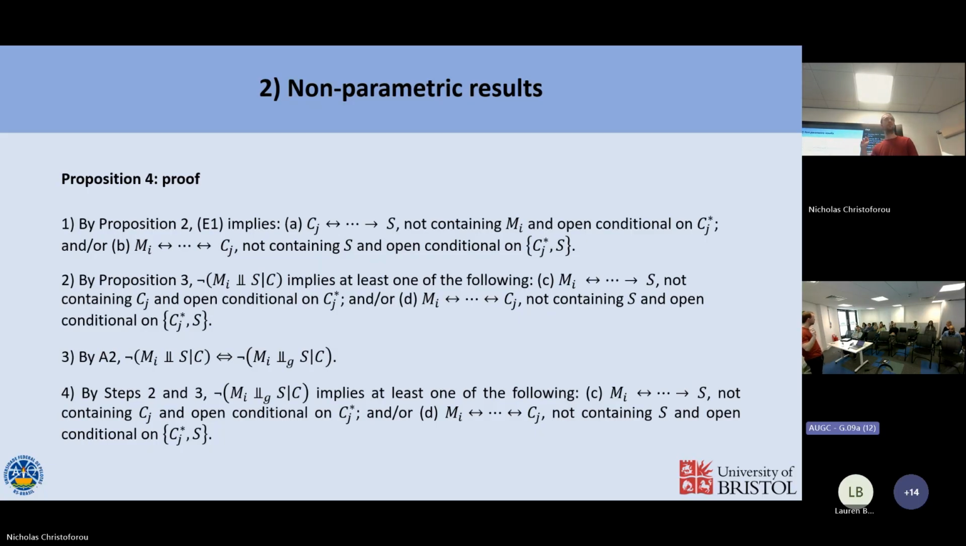Again, now a recap of what proposition 3 said. If the complete variable I'm looking at and S are dependent conditional on Cj star, then this implies that at least one of those two things: C, an open path between Mi and S, not containing Cj, and open conditional on Cj star; and or D, an open path between Mi and Cj, not containing S, and open conditional on Cj star and S. So I'm just restating the results of the two propositions that I did not prove. I proved it to Kate yesterday.